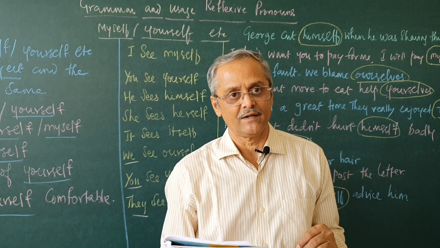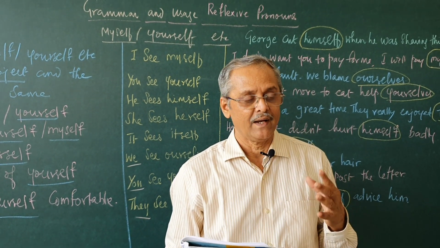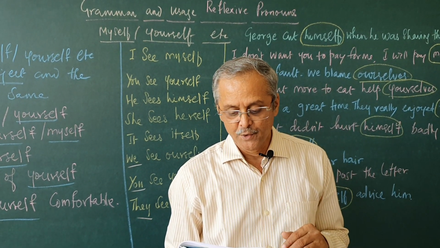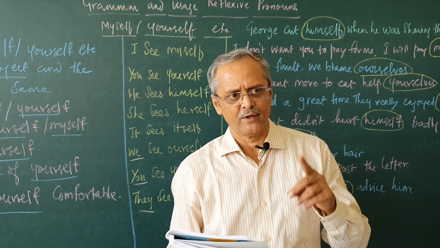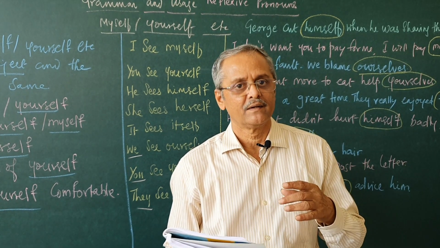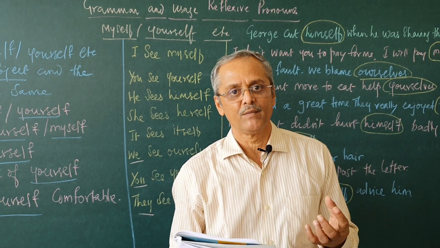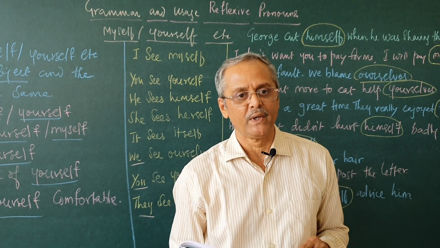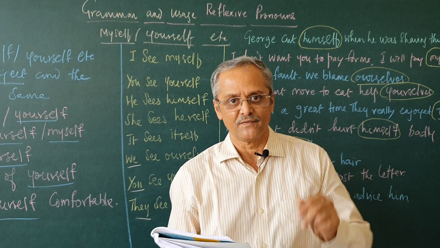I can't come myself. I am unable to come myself, but I will send somebody to help you. Did you do your homework by yourself? It means whether you did your homework yourself or somebody helped you. No one but myself knows what really happened. The child is too young to dress itself.